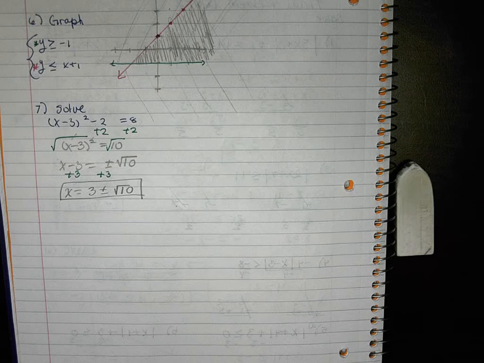Now, let's say root 10 was root 12 and I was able to break it down. I'd get something like 2 plus or minus 2 root 3. And that's okay as an answer as well. Questions on 7 before I move on to 8.